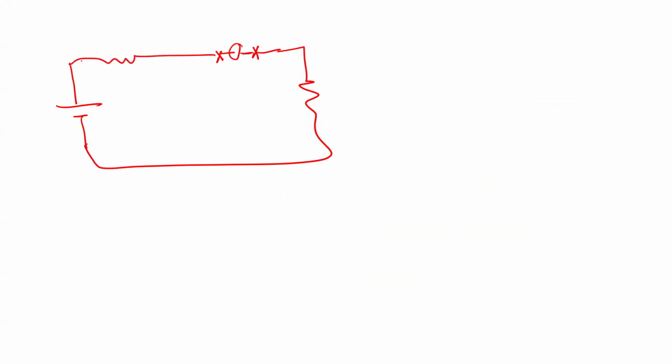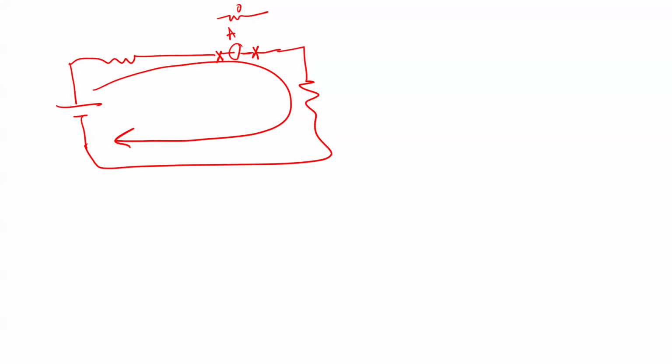So the ammeter has to be connected in series. That means the current I want to measure has to flow through the ammeter. Is that okay? So if you want to measure the current, you have to open the circuit and connect the ammeter this way, so that the current you want to measure flows through the ammeter. Ideally, this ammeter should have a resistance of 0. In reality, it has some resistance.